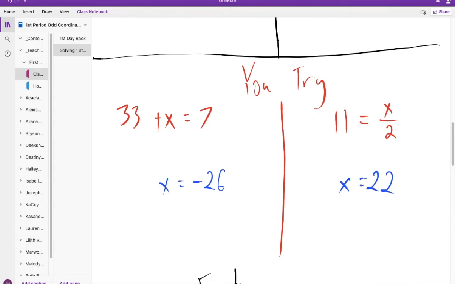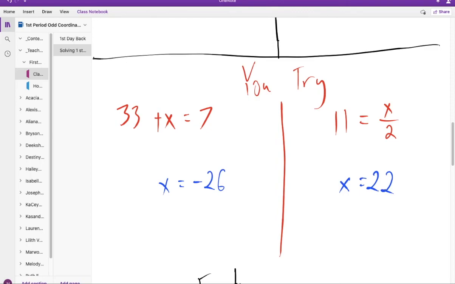All right. So for the first one, you should have had x equals -26. So 33 plus -26, or another way of saying that would have been 33 minus 26, equals 7. And that is a true statement.